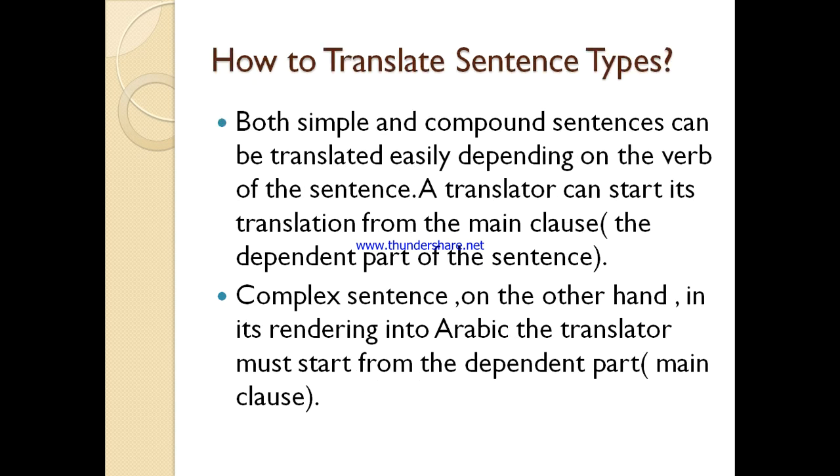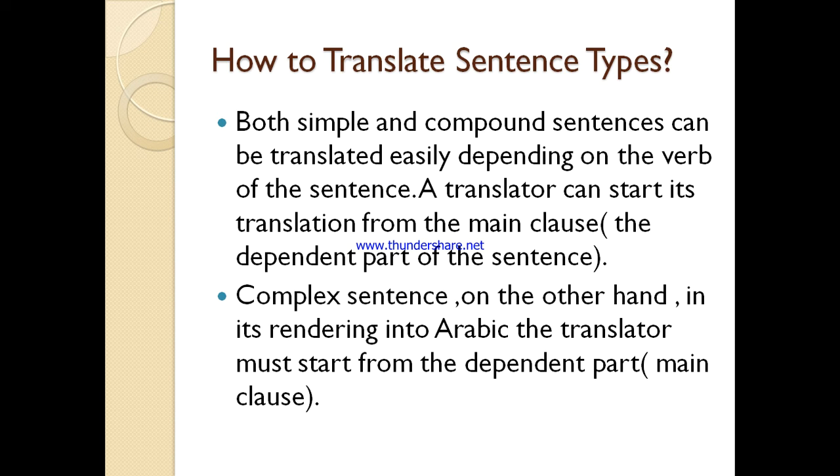Now, the point is, how can we translate English sentences, whether simple, compound, or complex? Both simple and compound sentences can be translated easily, depending on the verb of the sentence. Once you get the verb, you can start with it and translate it, since this sentence can stand by itself and can express a complete thought. Whereas the case is the reverse in complex and compound complex sentences.